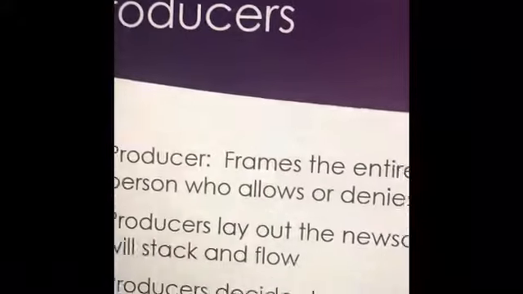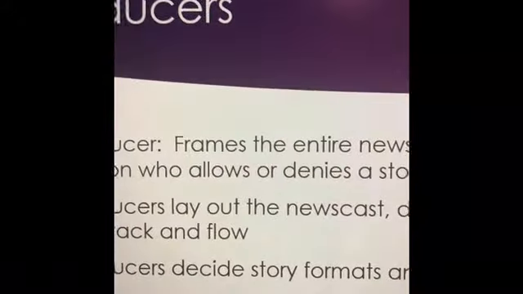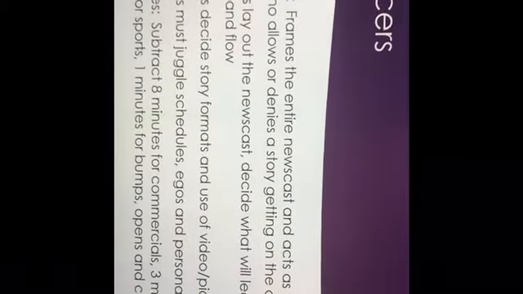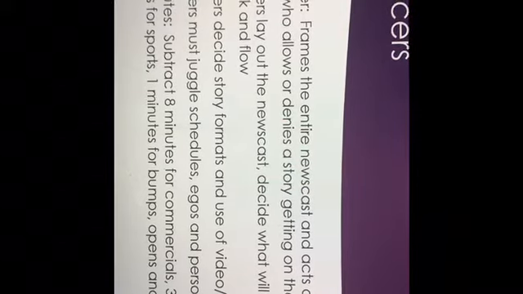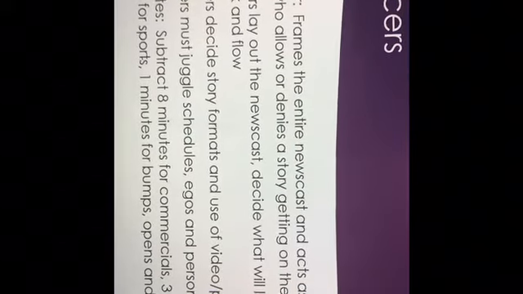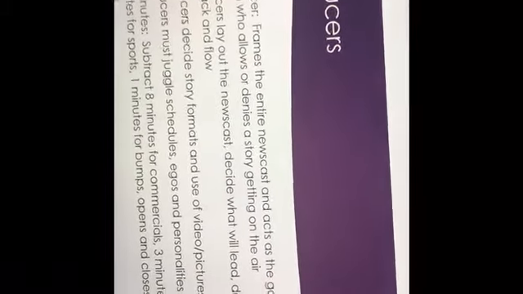So the first question is going to be, what is a gatekeeper? A gatekeeper is the person who allows or denies a story getting on the air. Okay, and then the next question is, what are some of the responsibilities of the producer? There will be several different answers I will accept, and I will probably ask you to name like 2 responsibilities, and you can get bonus points if you name more.